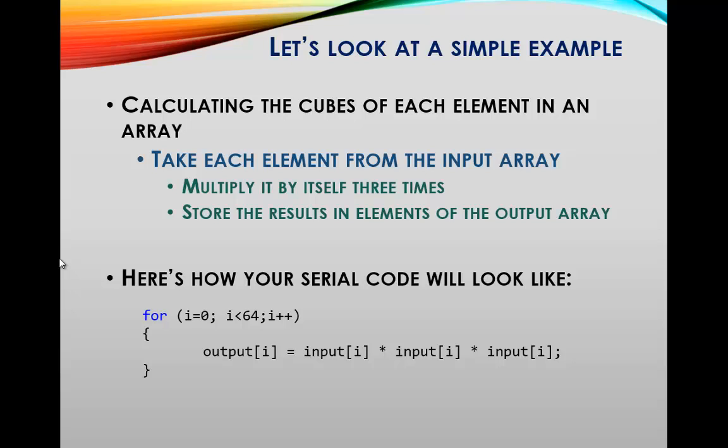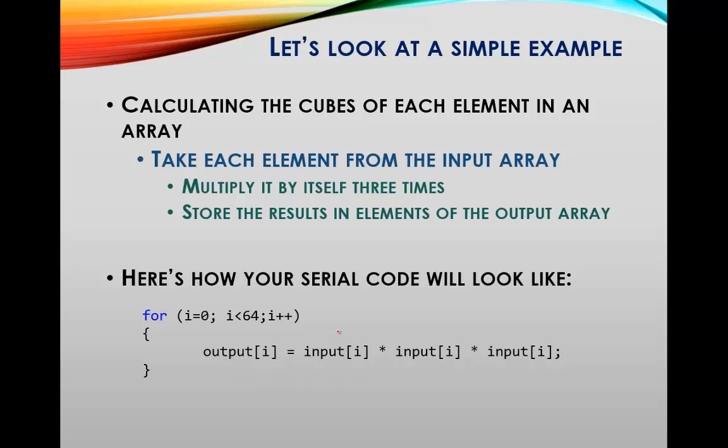So here's how our serial code would look. Basically, in C, we're going to have a loop that runs for an index from 0 to 63 here. For each number, we take the output at that location, and it's going to be equal to the input at that location times itself 3 times. So we look at the first element, that would be input 0, and then we multiply it by itself 3 times, and then we associate that result to output 0.